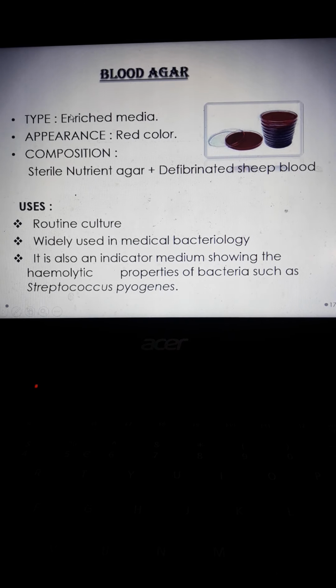So, blood agar, ito yung enriched media. So, usually, blood agar is red. Composition, sterile nutrient agar plus defibrinated sheep blood. Okay? So, routine culture. So, widely used in medical bacteriology. Okay, usually sa mga medtech, showing hemolytic properties such as Streptococcus pyogenes, beta hemolytic siya o alpha hemolytic. Okay? So, blood agar ang ginagamit dyan.